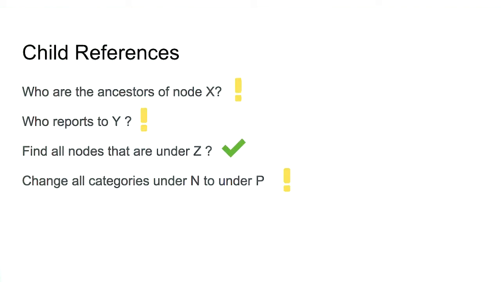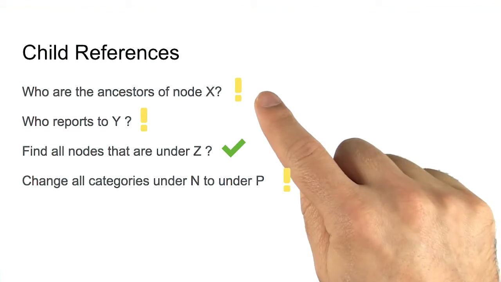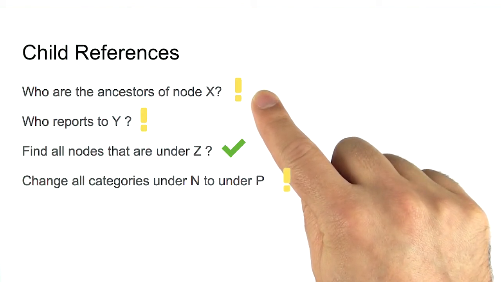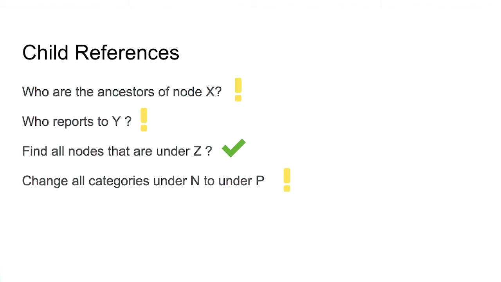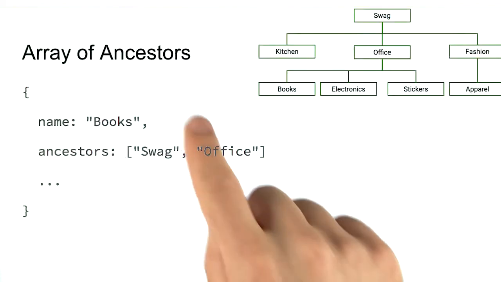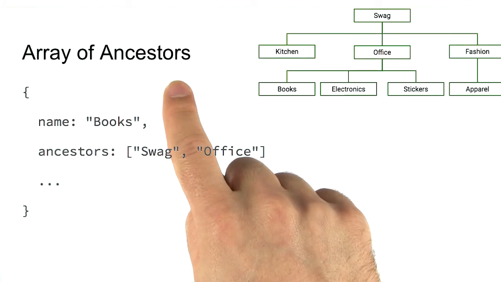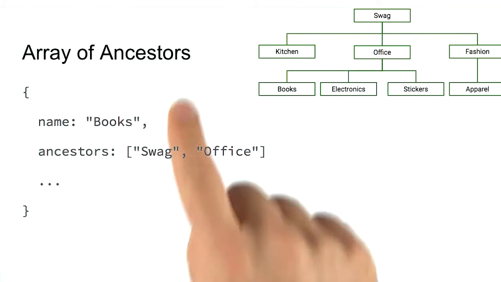However, other questions like who are the ancestors of node X become a bit more complicated. Finding all nodes that report to Y, or even changing all categories under N to under P, are not ideal for this pattern. Another model to represent the hierarchy of a tree is the array of ancestors model.